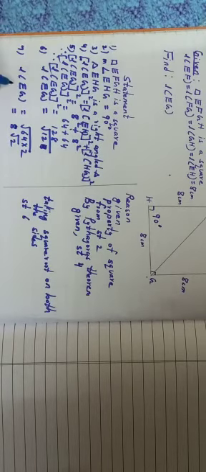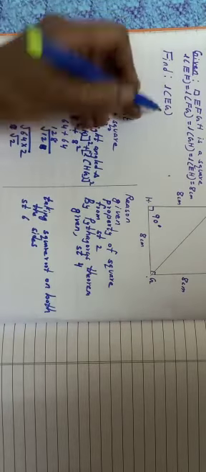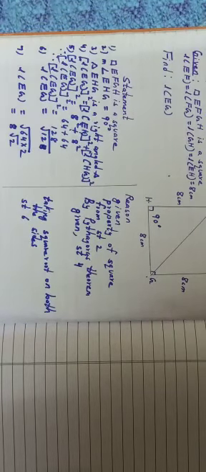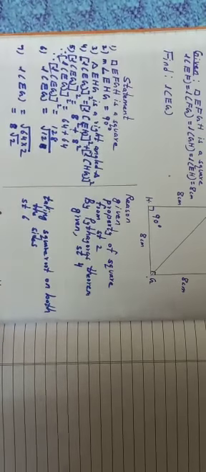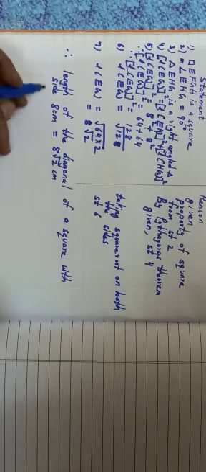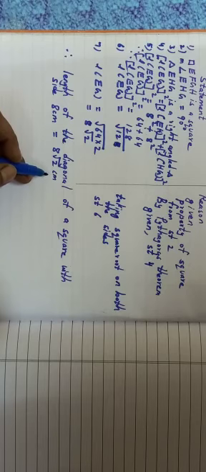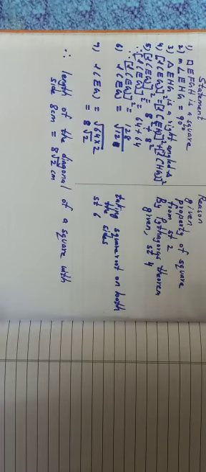So what is the length of EG? It is nothing but the diagonal. So we have got our answer, find length of EG. Okay. You can write the conclusion like this: therefore, the length of the diagonal of a square with side 8 cm is equal to 8 square root of 2 cm. Like this you can write.